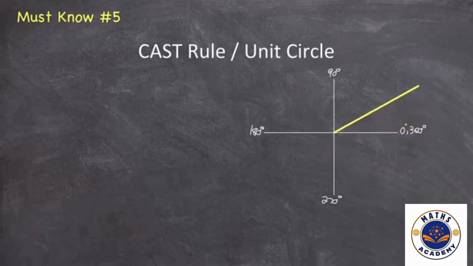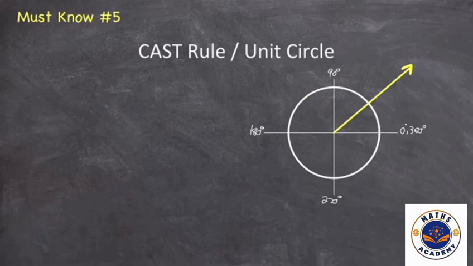Now, wherever that initial arm finishes, we call that its terminal arm. And if we know where that terminal arm intersects a circle that has a radius of 1, that actually tells us a lot about its sine, cos, and tan ratios. Let me show you by drawing a circle that has a radius of 1. And I should also mention that this unit circle, whose radius is 1, is centered at the origin.